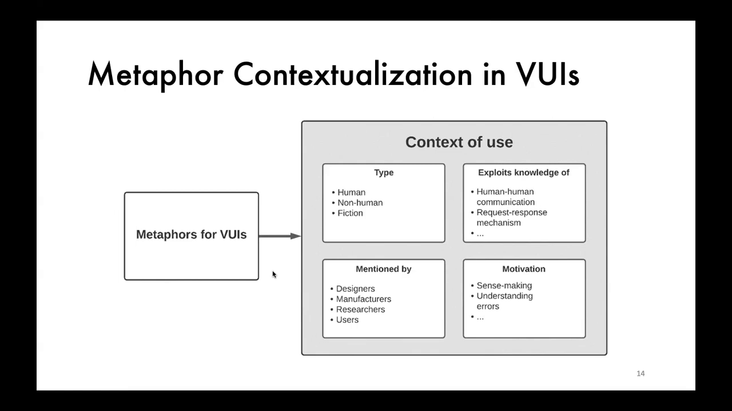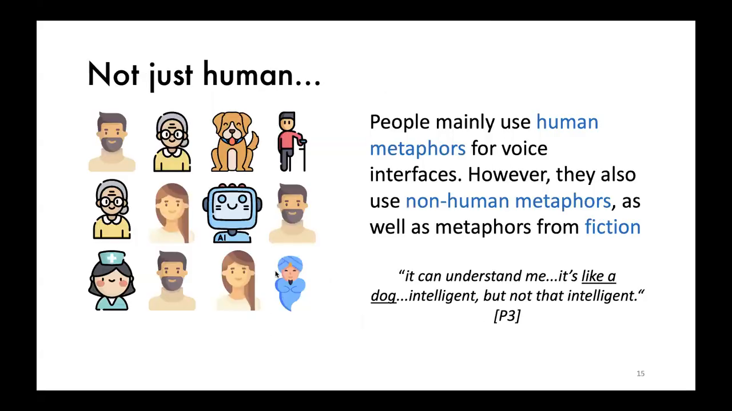However, the motivation for using all these metaphors were quite different. Predominantly, it was for sense making. However, it could also be for understanding errors. For example, the silly child metaphor used in the earlier example was to make sense of an error. So people did use human metaphors to understand their interactions with voice user interfaces, but they also used non-human and fictional metaphors like robot, a genie, computer from Star Trek, a family dog, etc. For example, participant 3 over here says, it can understand me. They're talking about Alexa. It's like a dog. It's intelligent, but not that intelligent. So the intelligence of Alexa was compared to a dog for the purpose of sense making.